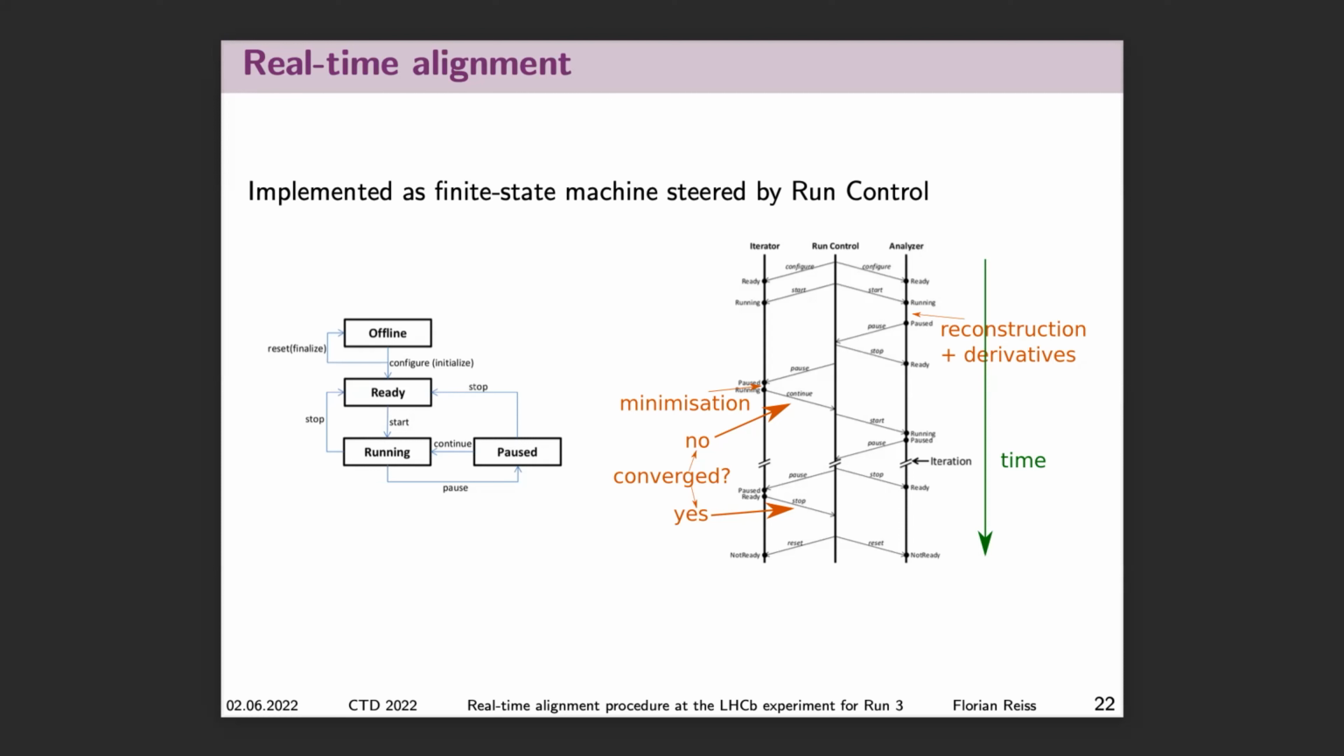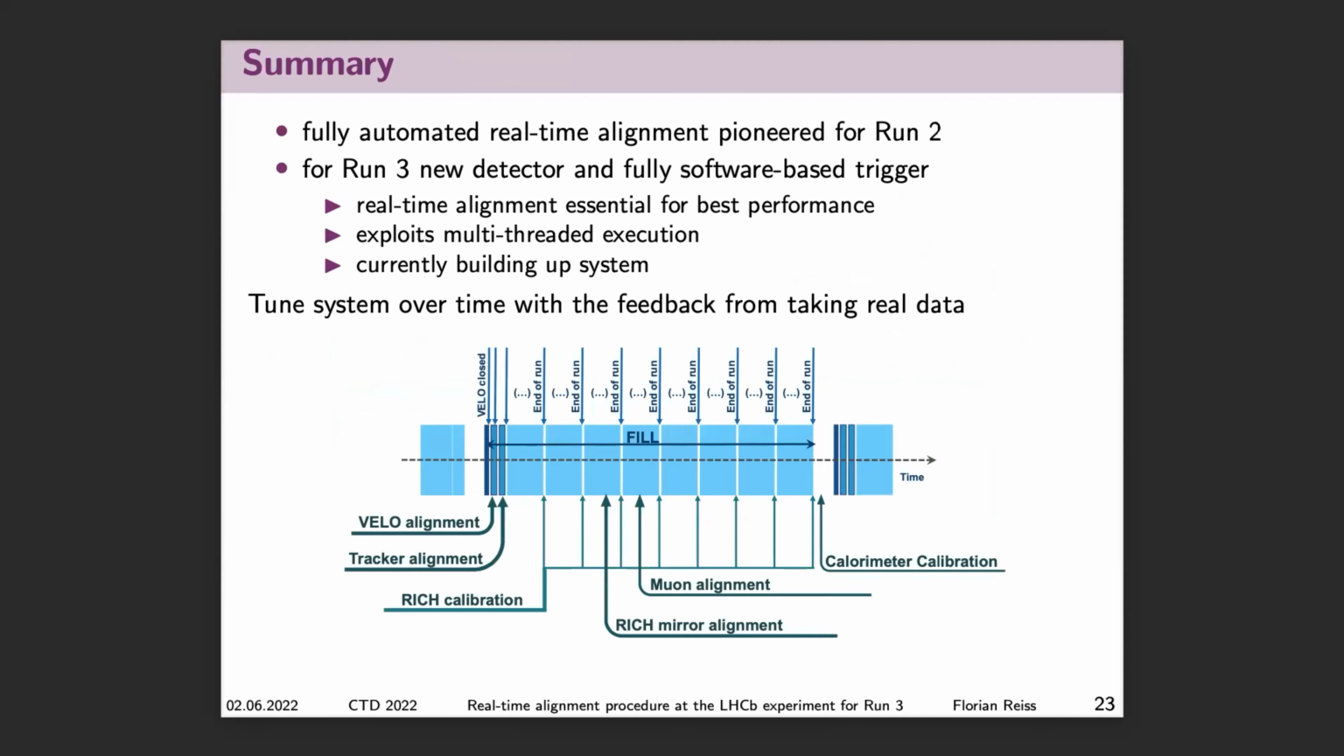Once those are finished, it tells the iterator to stop, and the run control initiates a pause transition during which the minimization is triggered. And then either we are converged or not. If we are not converged, the iterator tells the system to continue, and we start from the beginning, so the analyzers are doing the work again. And if we're converged, then we stop, we are finished, and we are updating constants. And that's all I had to say.